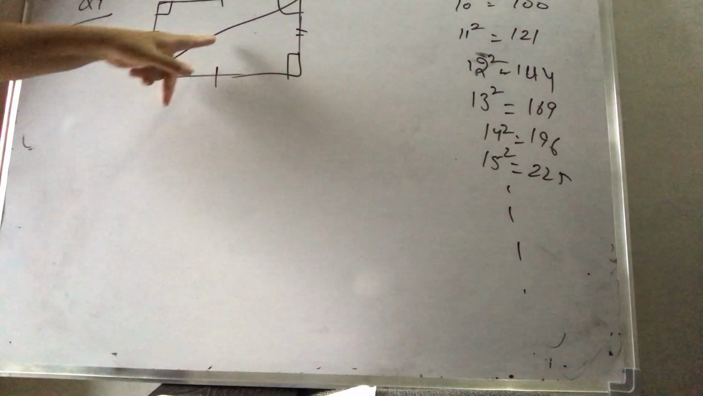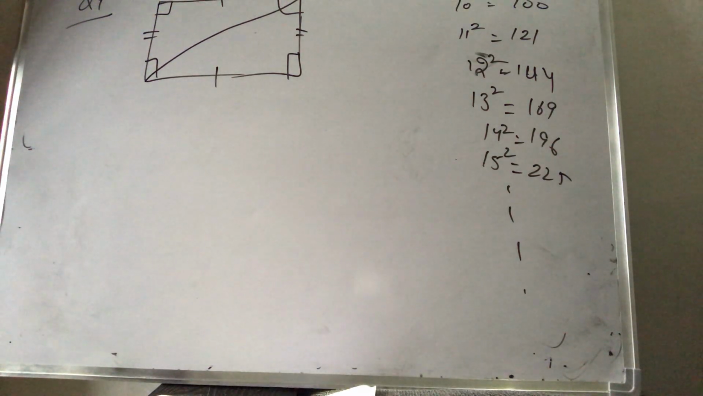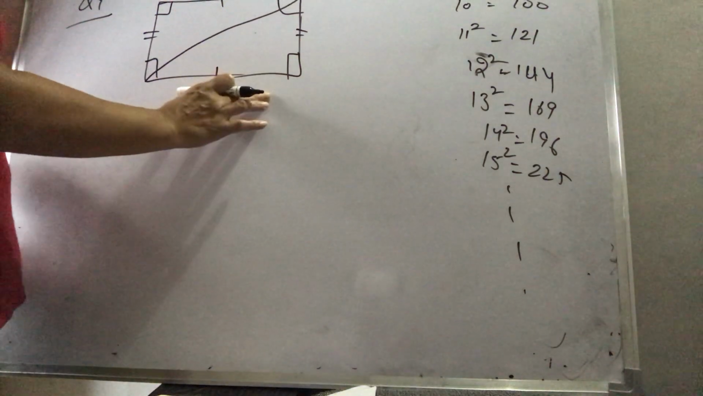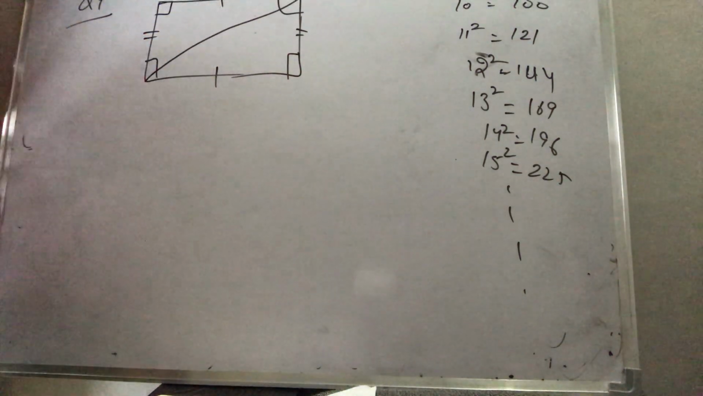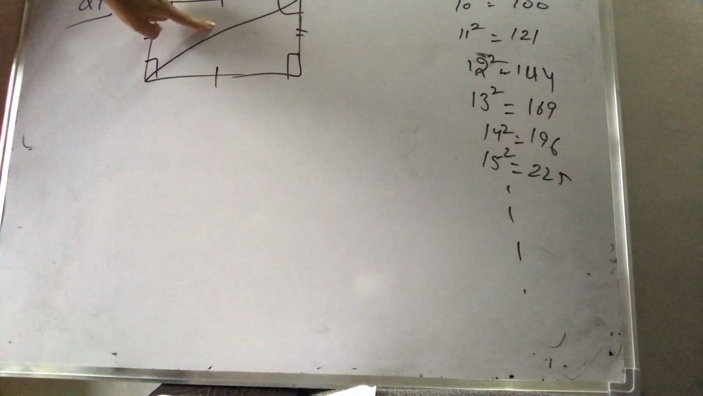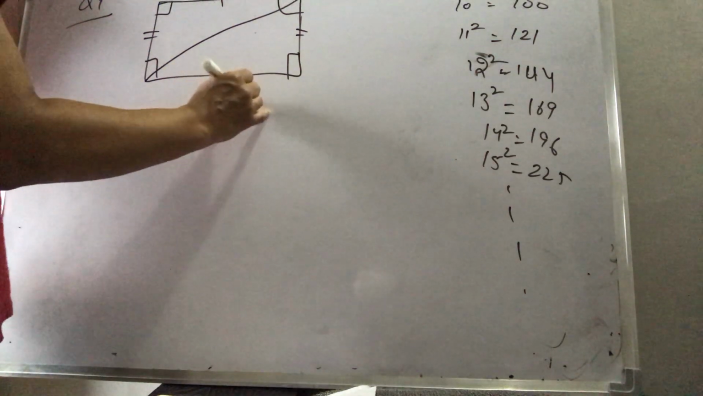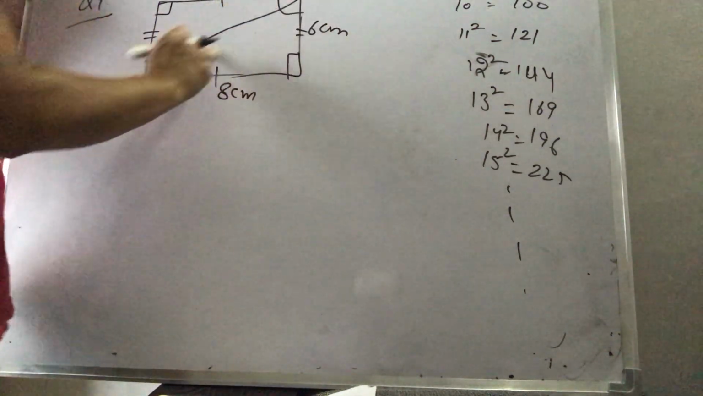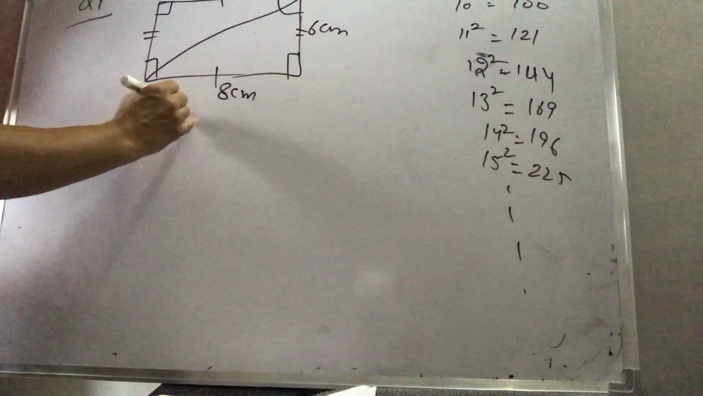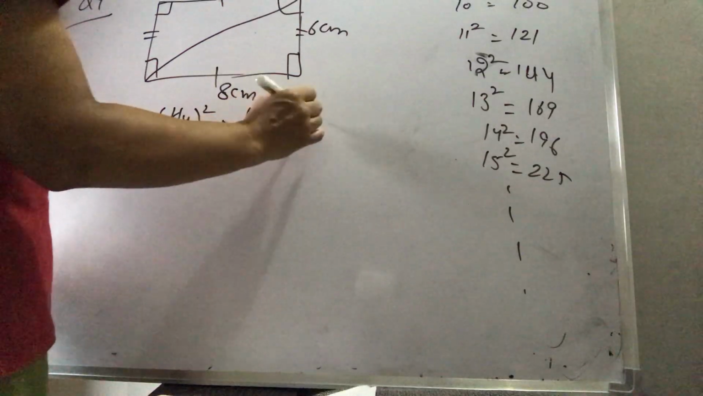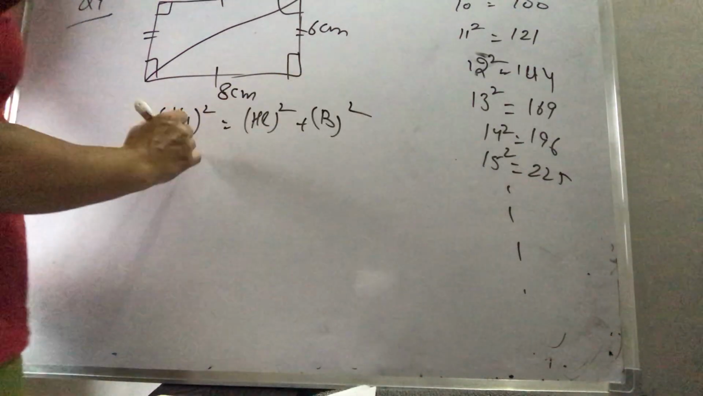Now, this diagonal has divided this rectangle into right angle triangles. For this right angle triangle, this is the base, this is the height, and this is the hypotenuse. This is the diagonal for the rectangle, but the hypotenuse for the right angle triangle. We are given the length and the breadth of the rectangle as 8 centimeter and 6 centimeter. So, as it is a right angle triangle, we will use the Pythagoras theorem: height square plus base square.